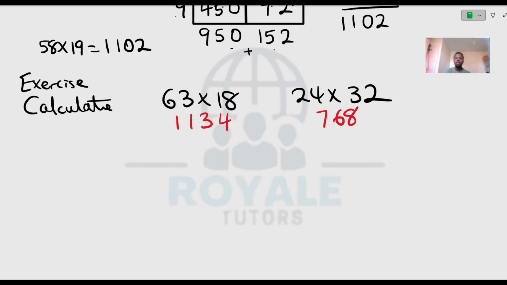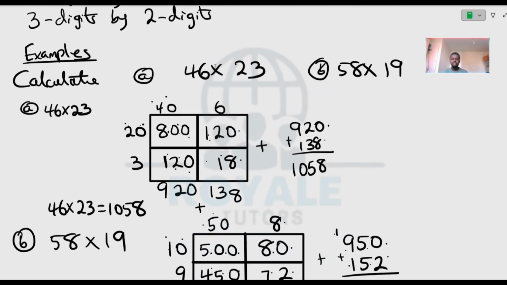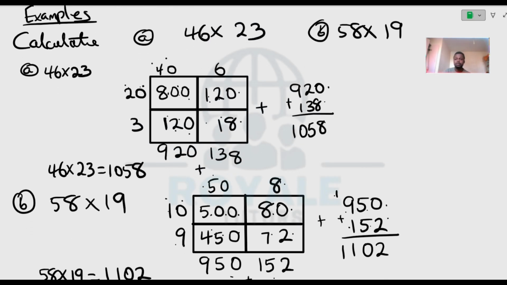All right, so I would like to also know your comment because I'm going to do the column method now. I want to know which one would you prefer? Is it box up method or the column method? All right, so back to the column method. I'm going to do column method for 46 and 23. So let's start, 46 and 23.